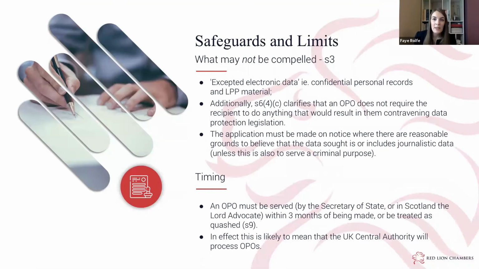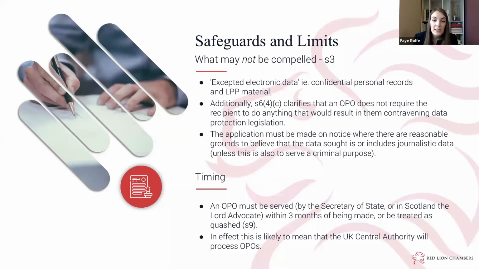So having set out what can be obtained, what categories of data are protected? Now, Section 3 sets out what cannot be compelled. That's a subcategory called excepted electronic data, which clearly covers material that will be covered by legal professional privilege, but also confidential personal records, except where it's something to do with a terrorist investigation, then that exception is waived. Also, as Shane alluded to earlier, where the electronic data is in the possession of a telecommunications operator, then it's exempted. Additionally, Section 6(4)(c) of the Act clarifies that an order does not require the recipient to do anything that would result in them breaching their data protection legislation domestically. So don't worry, GDPR is safe.